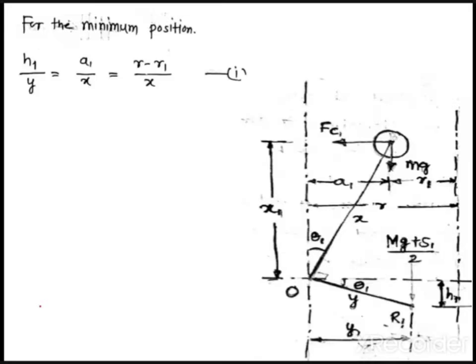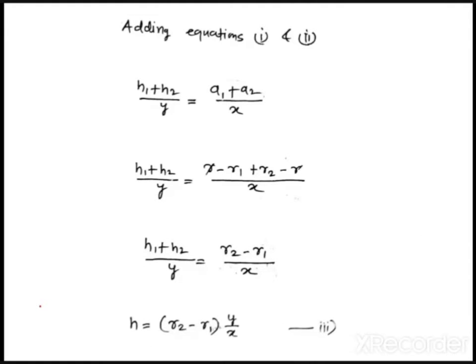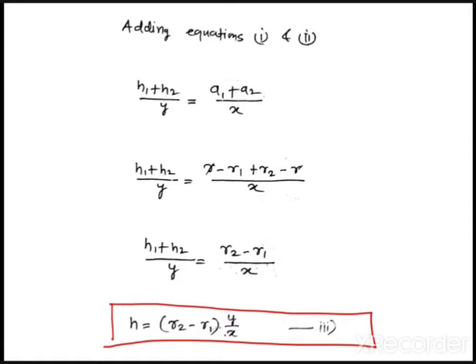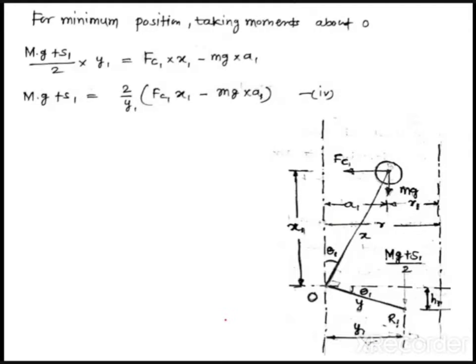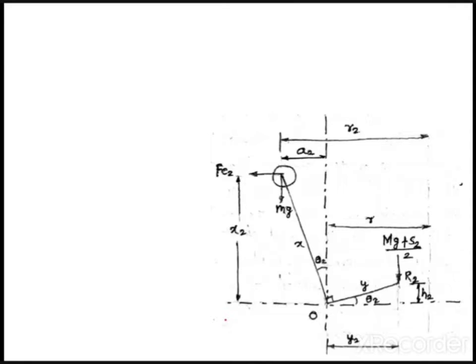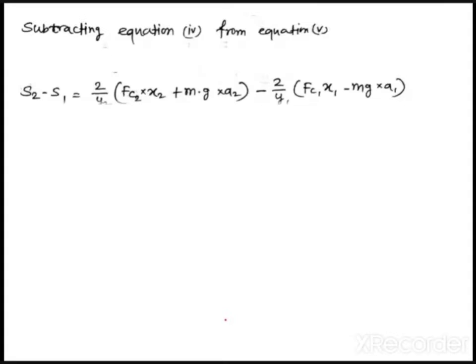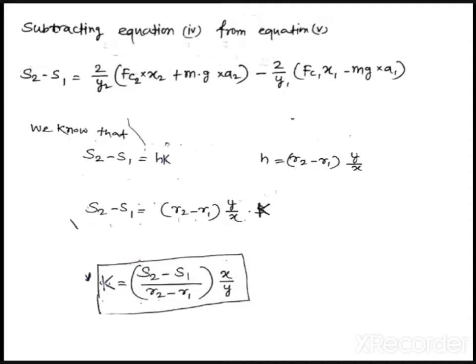Then we have gone through the derivation for the minimum and maximum position, so I will not do it again. Then we got this one equation, I am just revising in a short while. H is equal to (R2 minus R1) upon (Y upon X). This is a very important equation, or you can say the formula we have got, so use this while solving a problem. H is equal to (R2 minus R1) Y upon X. And what one more formula did we get? K. What is K? K is nothing but (S2 minus S1) upon (R2 minus R1) upon X. This is the second equation we are using.